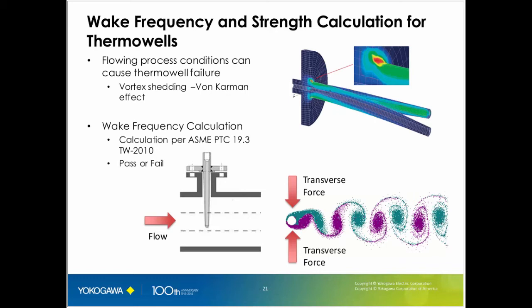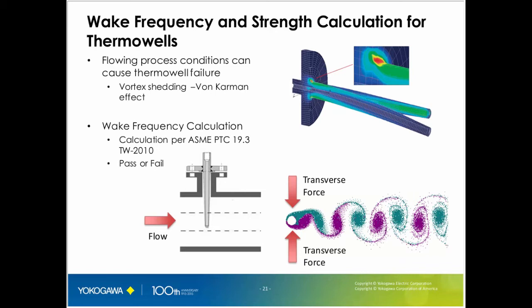As the fluid moves past the thermal well, vortices will form on both sides of the thermal well, and you can see that in the picture on the bottom right. This is similar to how our vortex flow meters work, but the shedding or detaching of these vortices subjects the thermal well to a periodic transverse force, noted with the arrows in the picture. This force will cause the thermal well to oscillate.